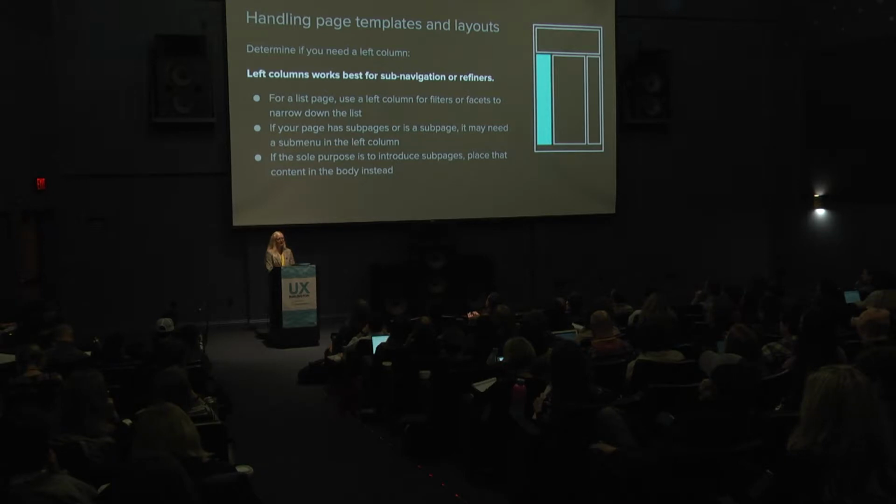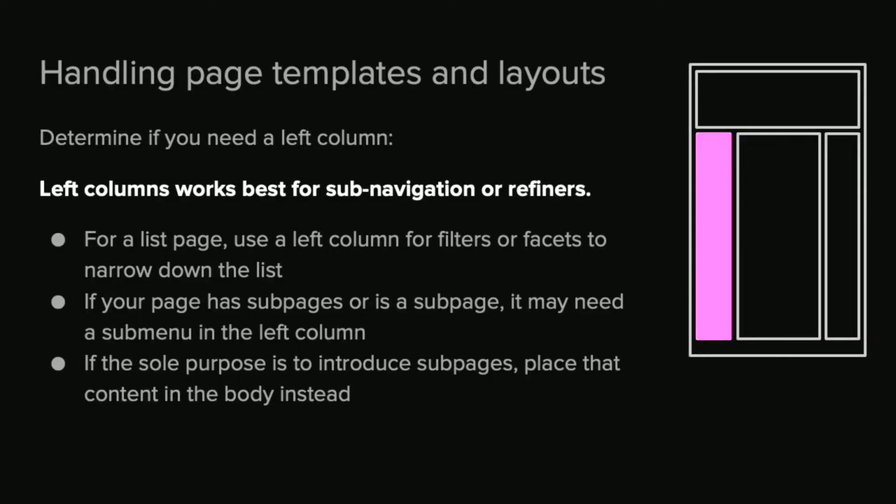To determine if you need a left column, you can decide that based on whether the page will have sub-navigation or refiners. So if your page is displaying a list of search results, you'll probably need a left column to house any kind of facets or filters. And your IA can help indicate if it's going to be a search results page.